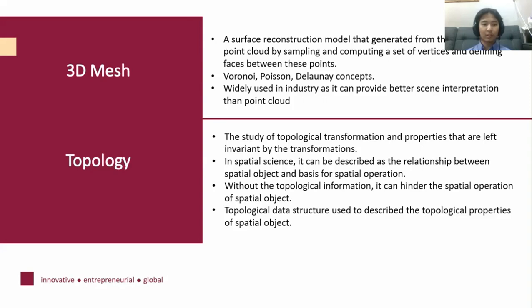Next is about the topology. Topology is the study of topological transformations and properties that are left invariant by the transformations. This also means the topological aspect remains the same, although the geometry is altered. In spatial science, it can be described as the relationship between spatial objects and the basis for spatial operations. Without topological information, it can hinder spatial operations of spatial objects such as 3D analysis and 3D navigation. A topological data structure is used to describe the topological properties of spatial objects.